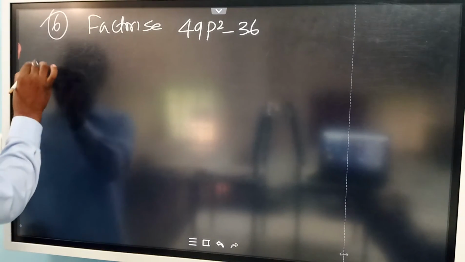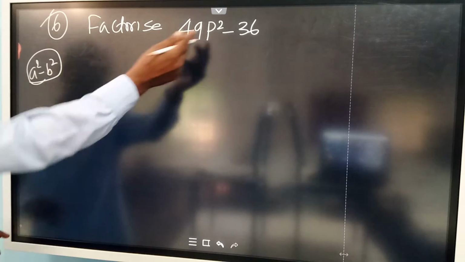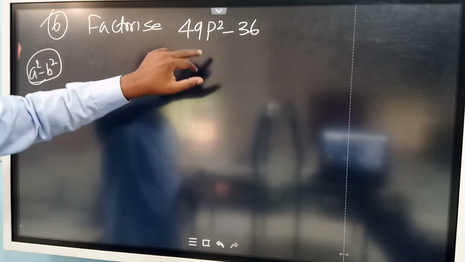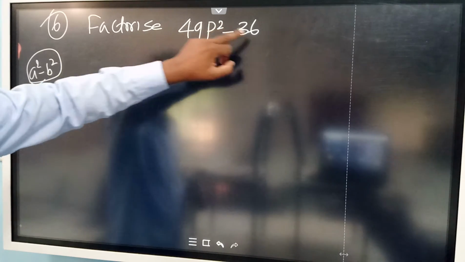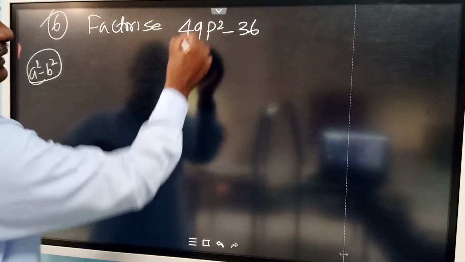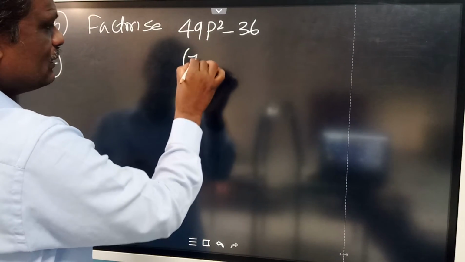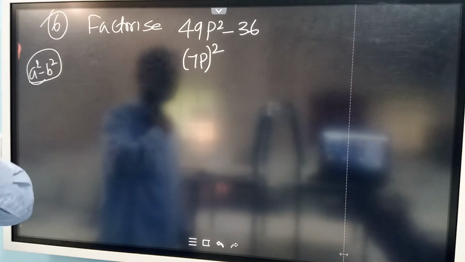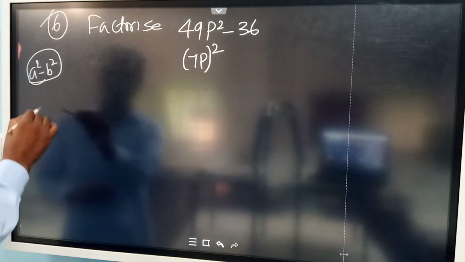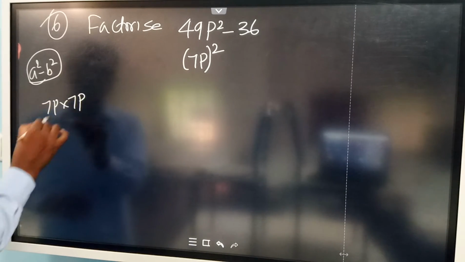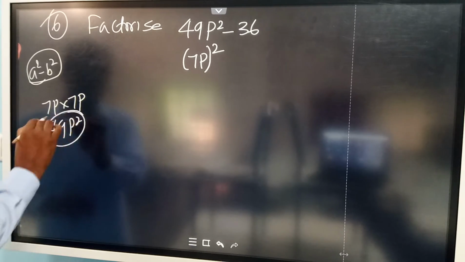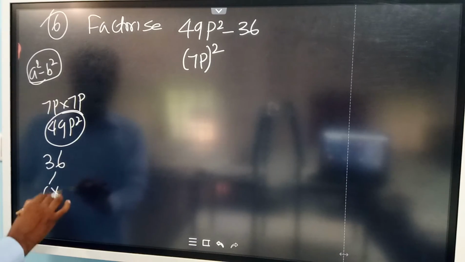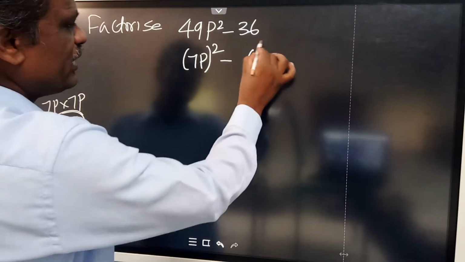So you write down somewhere a square minus b square here. You should write the given question in the form of a square minus b square. But it is not like that. It is not completely square. But 49 is a square number, 36 is also a square number. This 49p square can be written as 7p whole square, 7p into 7p, so you will get 49p square only. 36 can be written as 6 into 6, 6 square.